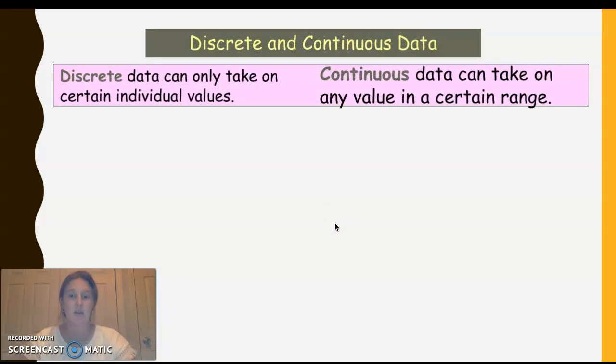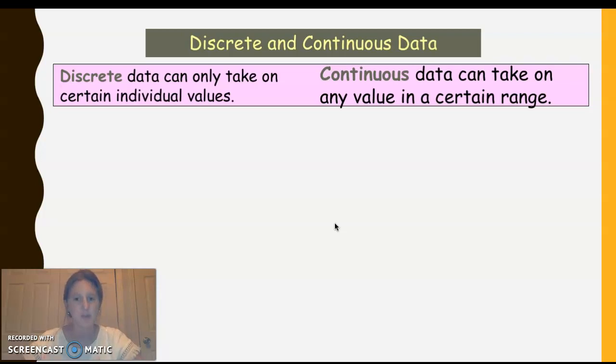Another breakdown here, we're talking about discrete data versus continuous data. So on the left here, we have discrete data, which can only take on certain individual values. So I like to think of discrete data as something we can count, right? Some number that we can count, whereas continuous data can take on any value in a certain range.